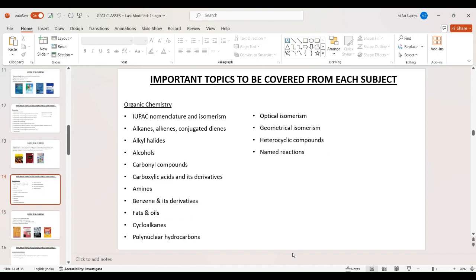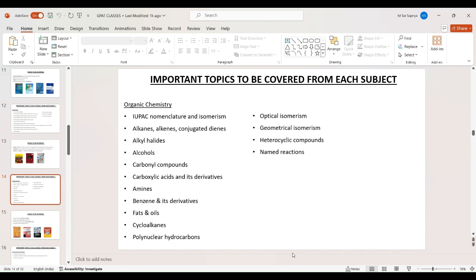Then organic chemistry, a very important subject. It's very easy also. Important are nomenclature and isomerism, like optical and geometrical isomerisms and all. Then all the functional group related compounds: you have to see their synthesis and reactivity. Then alkenes, dienes, alkyl halides, alcohols, carbonyl compounds, carboxylic acids, amines, benzene and its derivatives, and fats and oils. Like what is the saponification number, what is the formula of it, what is the acid number. They'll give one problem over there, so you should not panic. Then cycloalkanes, then polynuclear hydrocarbons like naphthalene, anthracene, phenanthrene, etc.